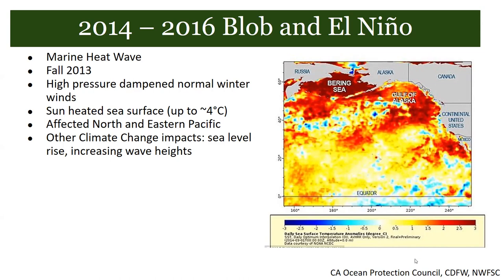So just to point this out, this red arrow is pointing to where we are in Northern California. You can see those really red colors in the continental US. So that was what impacted us for almost 3 years.